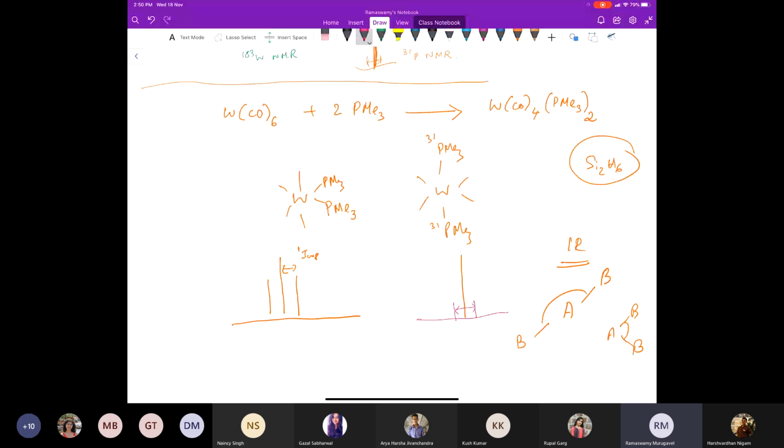So as Ashwin said, the extent of this 1J WP coupling is going to tell you which you have in solution, a cis isomer or a trans isomer. If the WP coupling is larger, then it is actually the trans isomer. If it's smaller, it is a cis isomer. Okay, so it's quite different. 40 hertz in one case is another hertz in the other case. So you can easily say which is cis and which is trans.